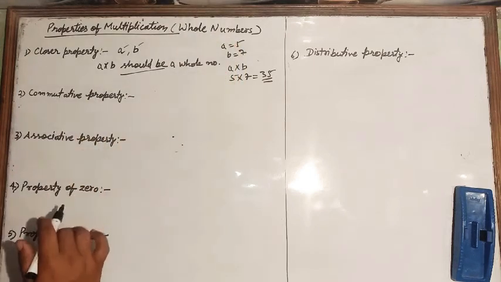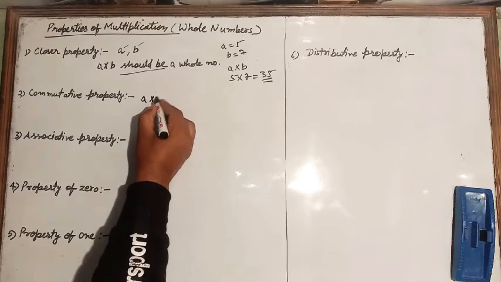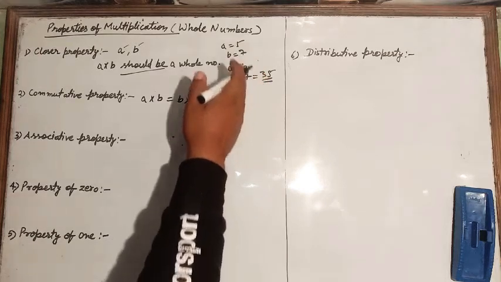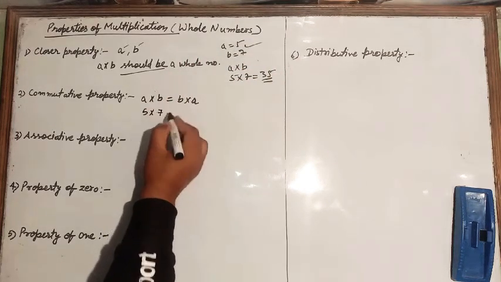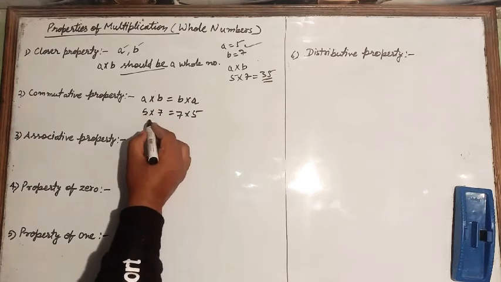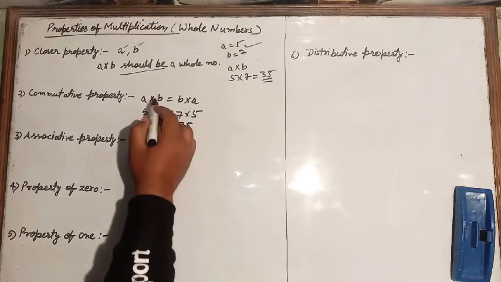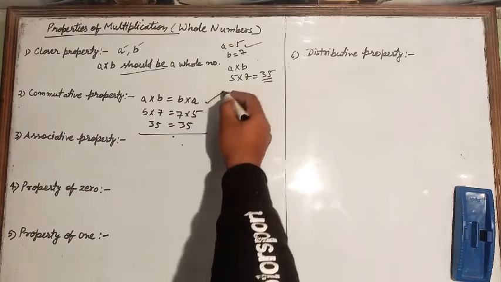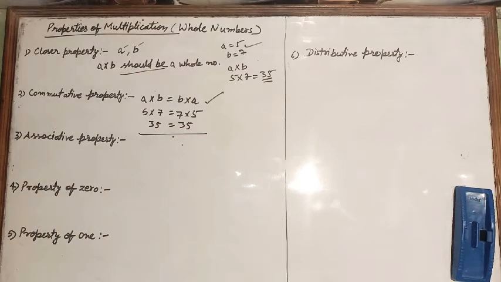Now come to commutative property. What is the commutative property? That says A into B should be equal to B into A. Again we can take the same example. Suppose A's value is 5 and B's value is 7, and it should be equal to 7 into 5. Now we can check: 5 sevens are 35 and 7 fives are 35, which means by reversing the order there is no change in product. So commutative property holds good for multiplication of whole numbers.